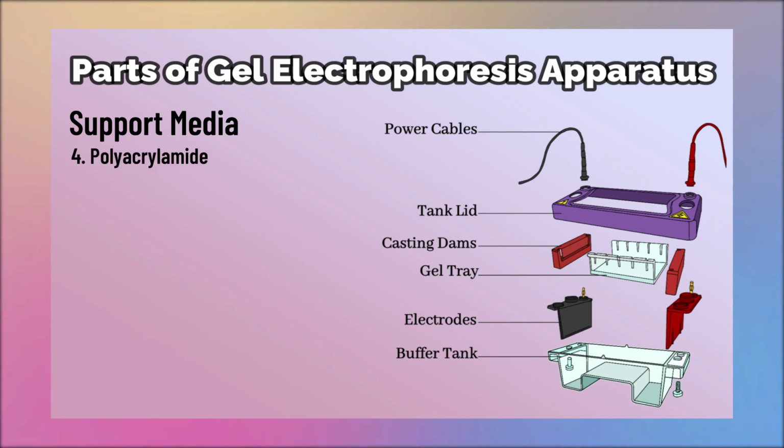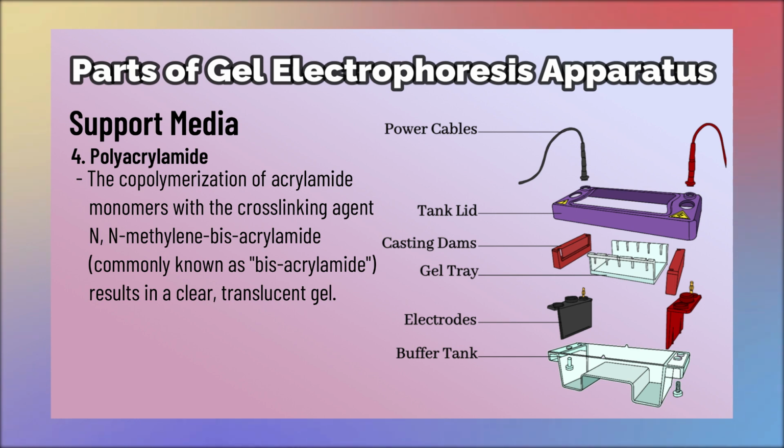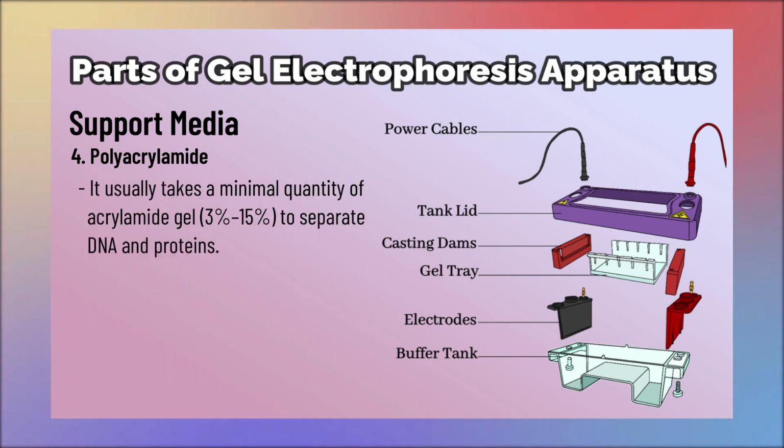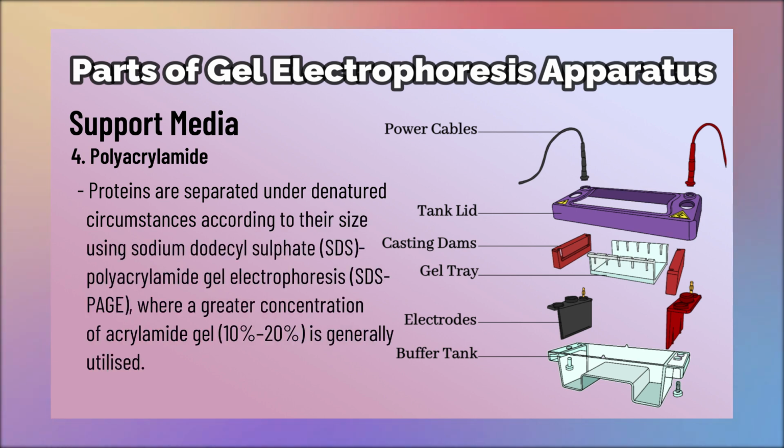4. Polyacrylamide. The co-polymerization of acrylamide monomers with the cross-linking agent N,N'-methylene bis-acrylamide, commonly known as bis-acrylamide, results in a clear, translucent gel. Acrylamide gel pores are regulated by the concentration of acrylamide, which must be in proportion to its cross-linking agent. It usually takes a minimal quantity of acrylamide gel, which is 3% to 15%, to separate DNA and proteins. Proteins are separated under denatured circumstances according to their size using sodium dodecyl sulfate polyacrylamide gel electrophoresis, SDS-PAGE, where a greater concentration of acrylamide gel, 10% to 20%, is generally utilized.